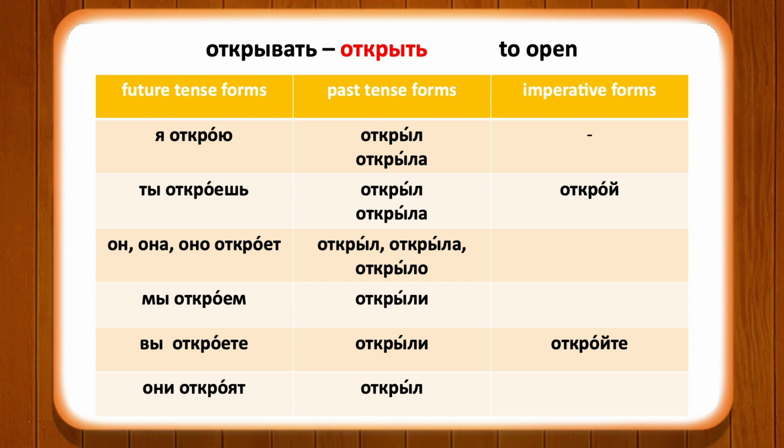Atkrij is the perfective aspect verb. Its imperfective counterpart is atkrivaj, which is conjugated just like chitaj. Now we will learn the conjugation of the perfective verb atkrij. Atkrij means to open. Ya atkroju, ti atkrojesh, on atkrojet, ana atkrojet, my atkrojem, vy atkrojiče, ani atkrojut.